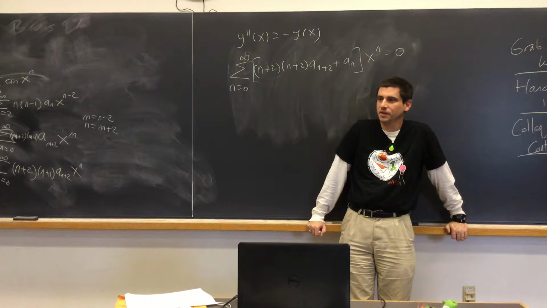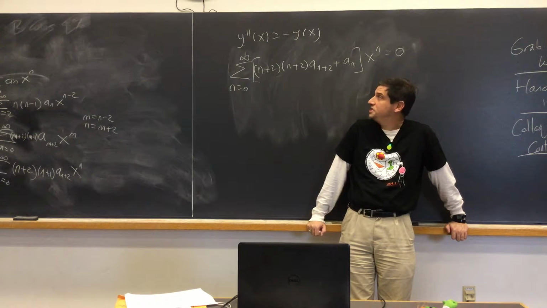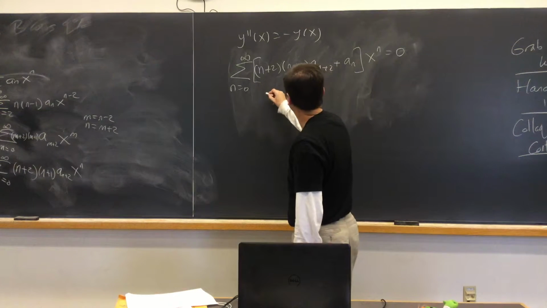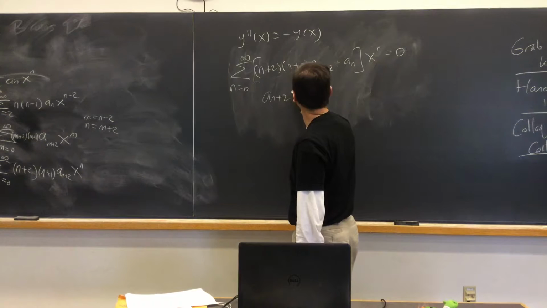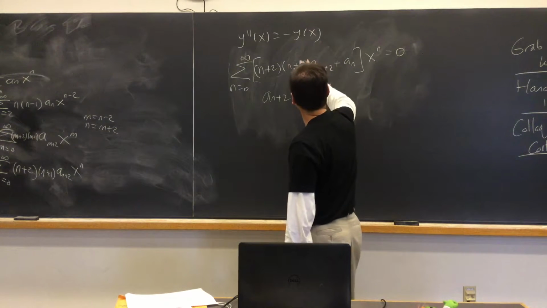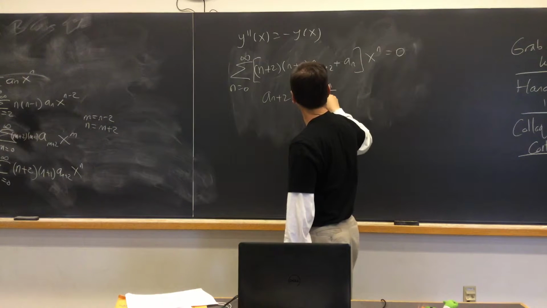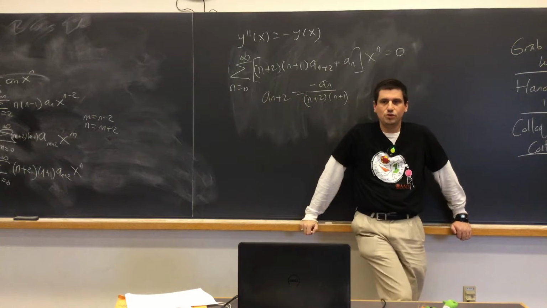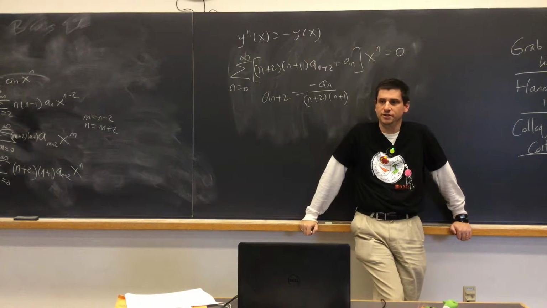Yes? If all the components are 0? All the components need to be 0. So we need a n plus 2 should be negative a n over, oh, this should be n plus 1, sorry, over n plus 2, n plus 1. So we have a recursion for the a's. Each a is specified once you know 2 earlier. And you might begin to see where the sines and cosines are going to come from.